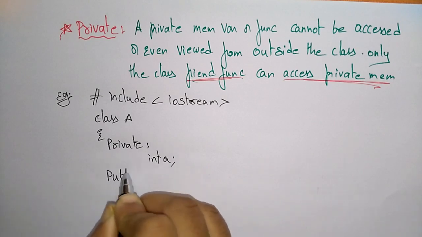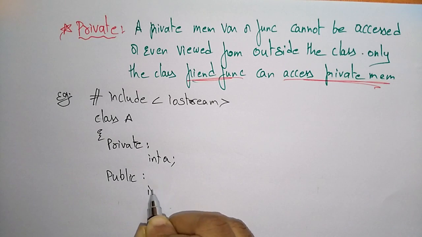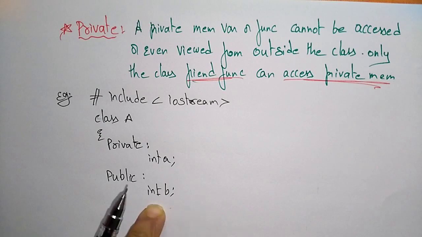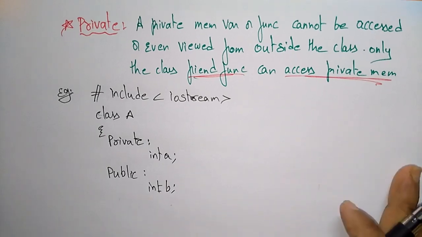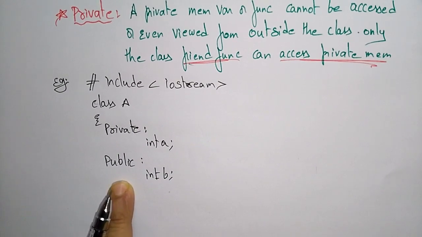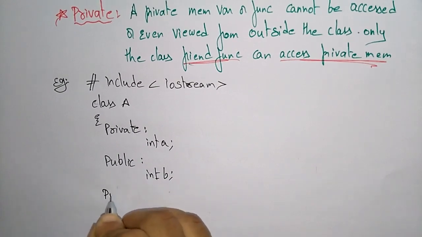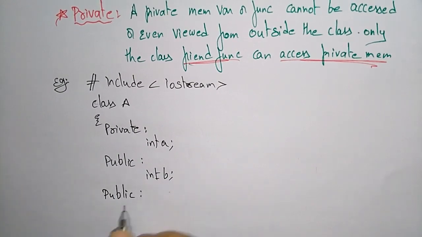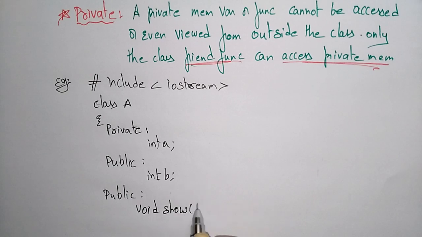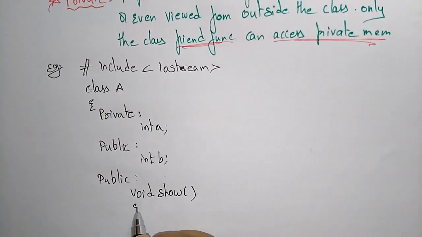Now I'm declaring public int B. So int B can be accessed anywhere in the program. In any number of classes, you can access the B variable, because I declared it as public. Now I am writing the function as public. Whenever I declare a function as public, it can be accessed from any class. That is a void show.